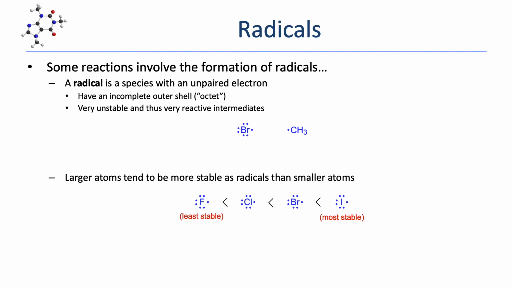Here I show two common radical forms, a halogen radical and a carbon radical. Keep in mind that no matter what type of structure you're drawing, whether it's a Kekulé structure, a Lewis structure, or a skeletal structure, unpaired electrons are always drawn in explicitly. The various forms of radicals can have very different stabilities.